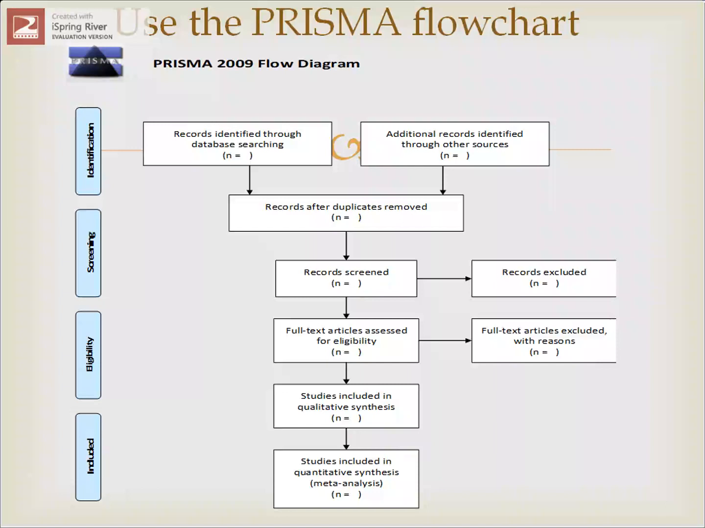Once you're done with the abstracts, then you have to read full articles and assess if they are eligible to be included in your literature review. If the answer is yes, then you have to put the number of studies which fulfilled your eligibility criteria, and also mention the number which were excluded along with the reason why they were excluded. Then you have to include the number which were included in the synthesis of your literature review, and if you are doing meta-analysis, then you have to include that number.